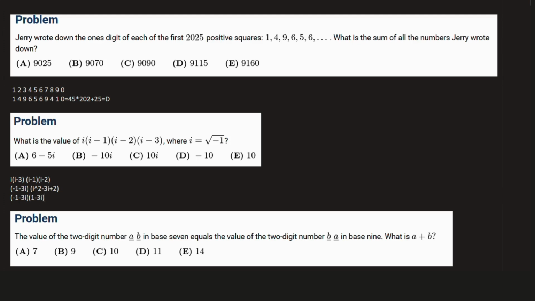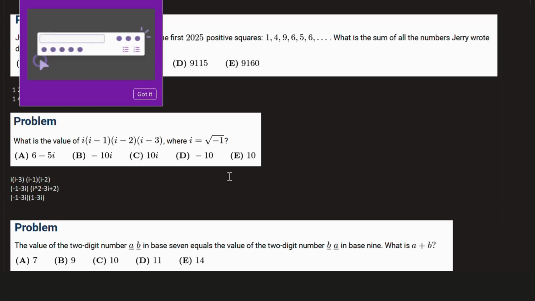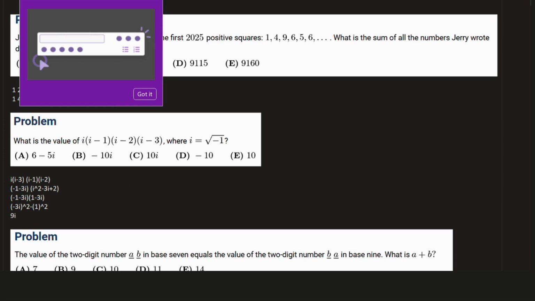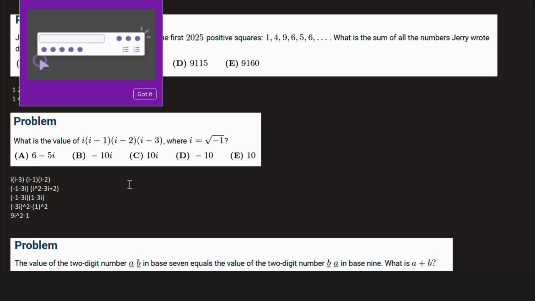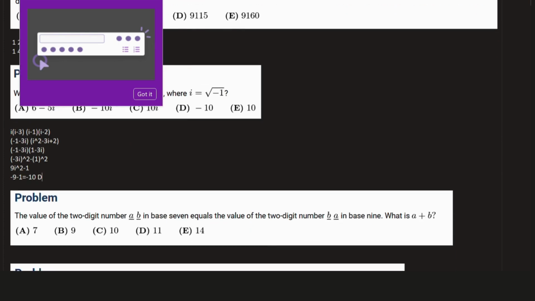And we can just use difference of squares here, giving us negative (3i squared minus 1 squared), which gives us 9i squared minus 1, or negative 9 minus 1 equals negative 10, D.